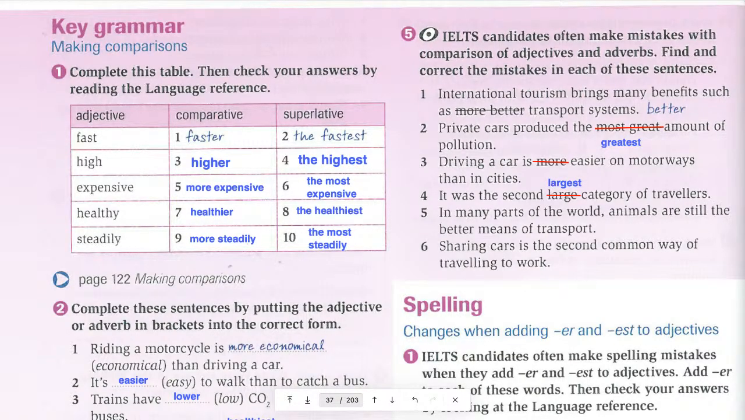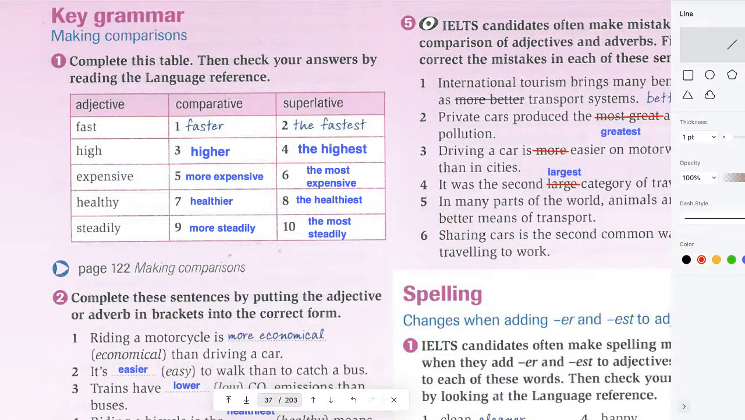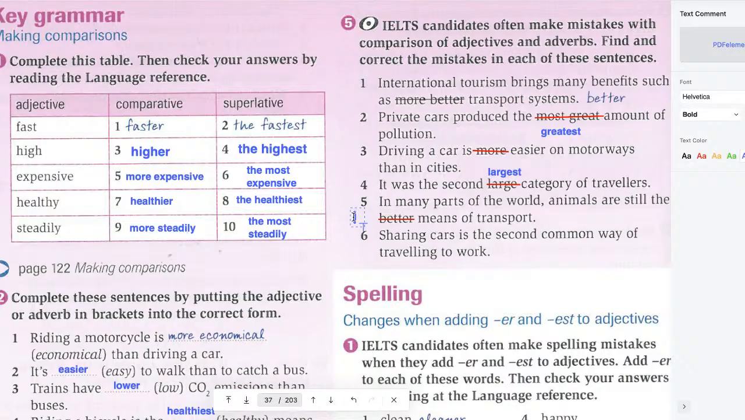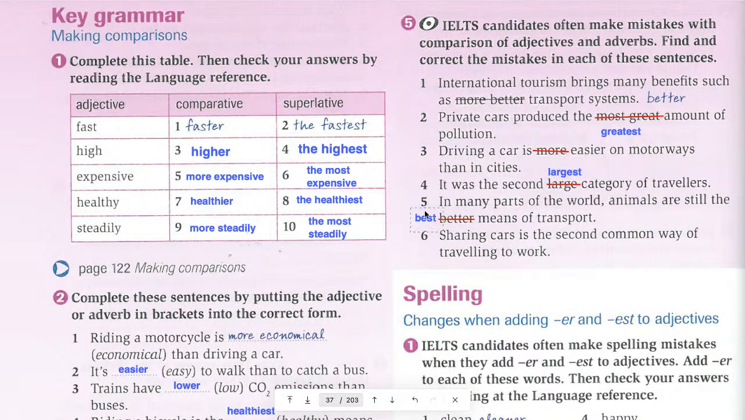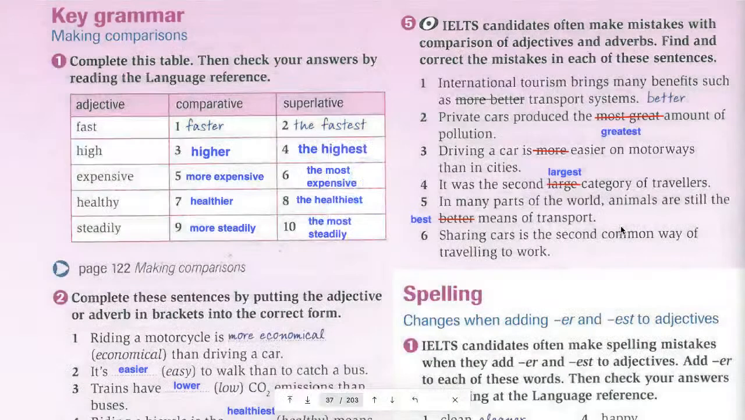The better, yeah, so the best. Okay. We remove the word better and we replace that by best, because this is the superlative form, right? So in many parts of the world, animals are still the best means of transport.